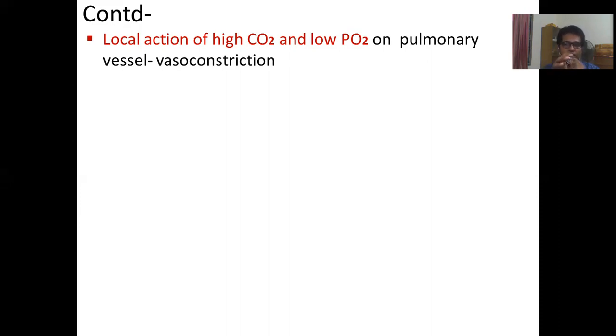So that is the mechanism, and that is completely different from the systemic circulation. Okay, so it is very important. The local effect of low partial pressure of oxygen or high carbon dioxide on pulmonary vessels is vasoconstriction.